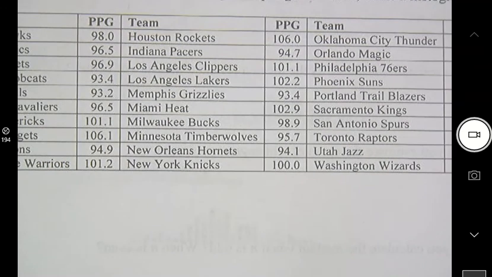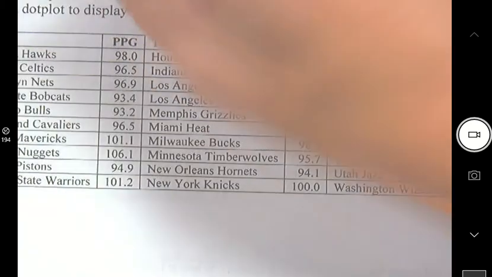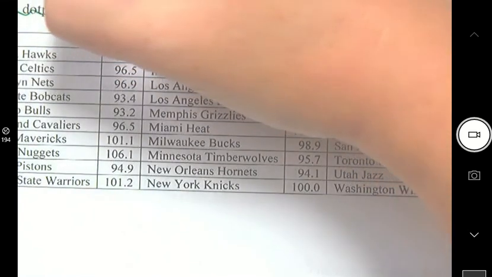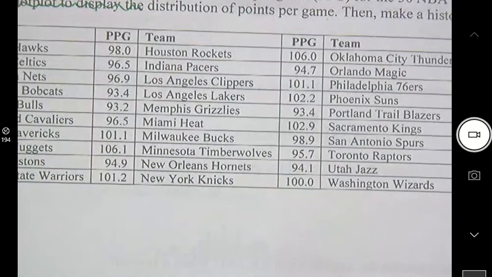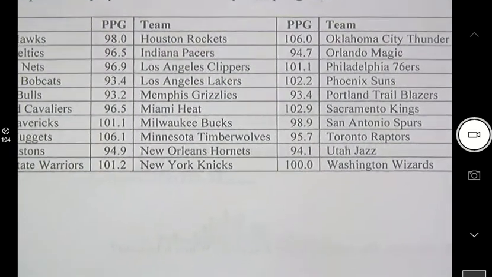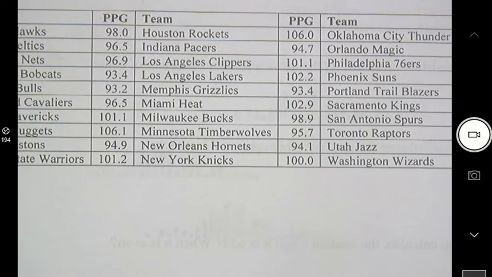Go ahead and turn the page, page 3. We're going to change things up just a tad here. It says the following table presents the average points scored per game, PPG, for the 30 NBA teams in a recent season. We are not going to make a dot plot to display that data. We are going to practice the concept of making a histogram.